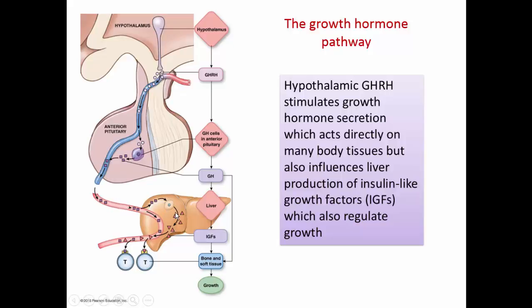Growth hormone targets the liver to then in turn secrete insulin-like growth factors, shown here with the triangles. They then target bone and soft tissue. As well, growth hormone itself targets bone and soft tissue. Together, growth hormone and IGFs promote growth.